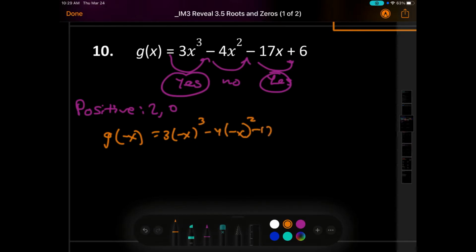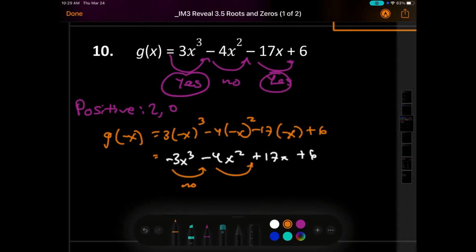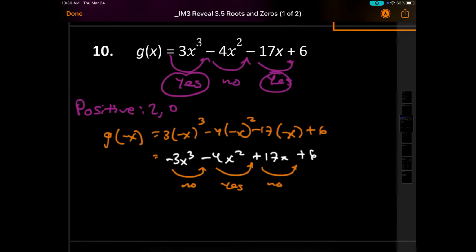Sorry, allergy season. And let's just simplify this. Negative x squared is x squared, so negative 4x squared, positive 17x plus 6. So no, yes, no. Sorry, just double checking all my work here. Negative x to the third times 3. Negative is positive.